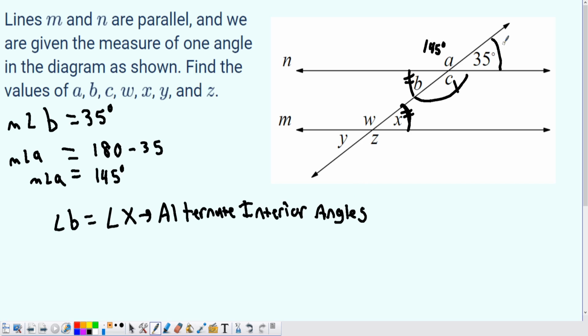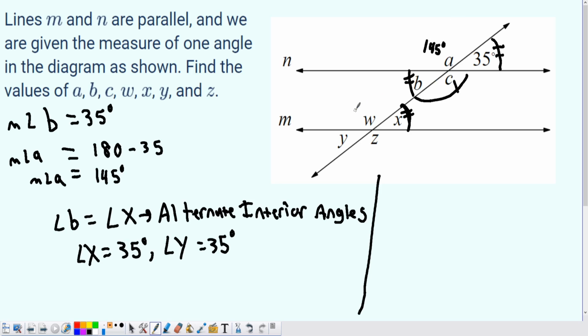Also, X must be 35 because X and the 35 are in what's called corresponding positions, or the same positions. Corresponding angles are also the same. So that lets us know that angle X is also 35 degrees. Well, we can then figure out that angle Y is 35 because it's a vertical angle with angle X. And now similar logic can just get us the rest.